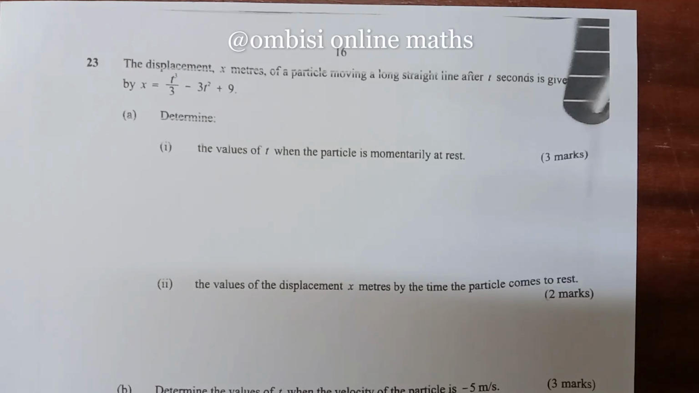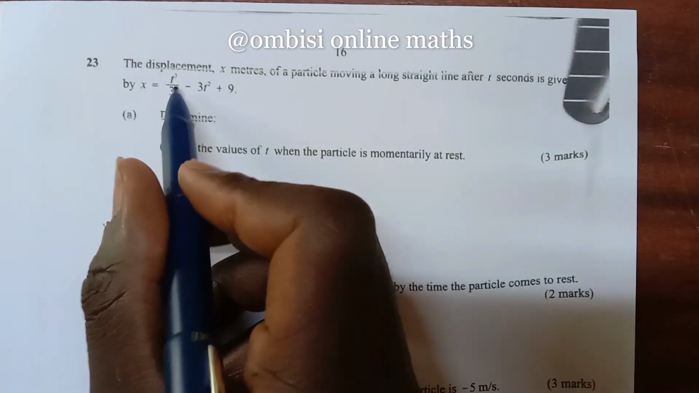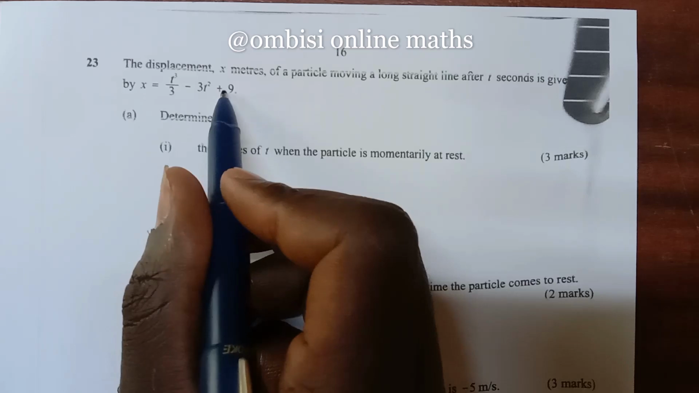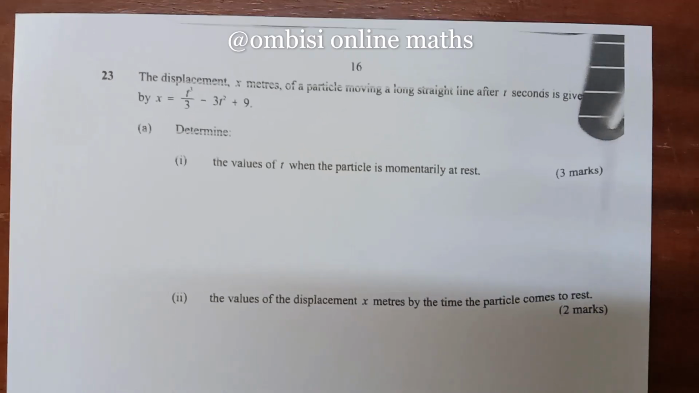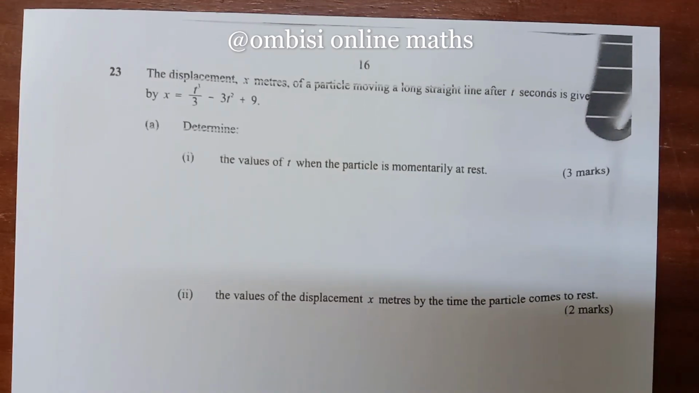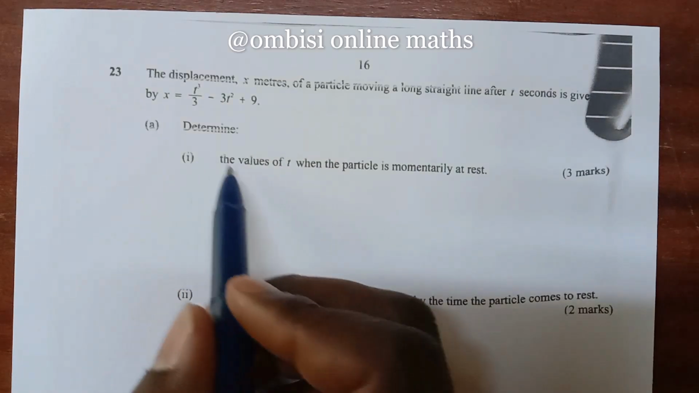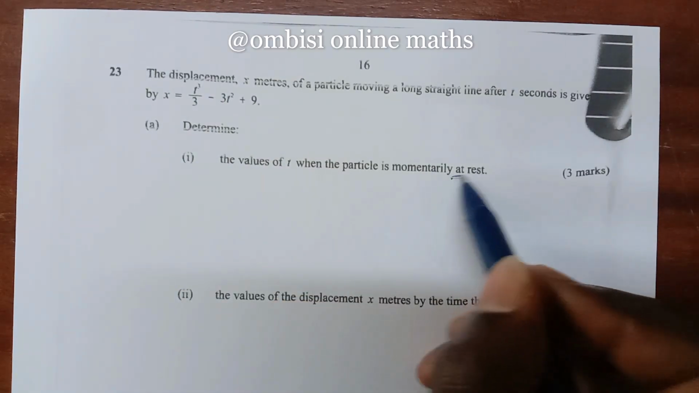For question 23, it talks about the displacement x meters of a particle moving along a straight line after t seconds, given by t cubed over 3 minus 3t squared plus 9. So this one is application of calculus in kinematics. Now, they want us to determine the value of t when the particle is momentarily at rest.